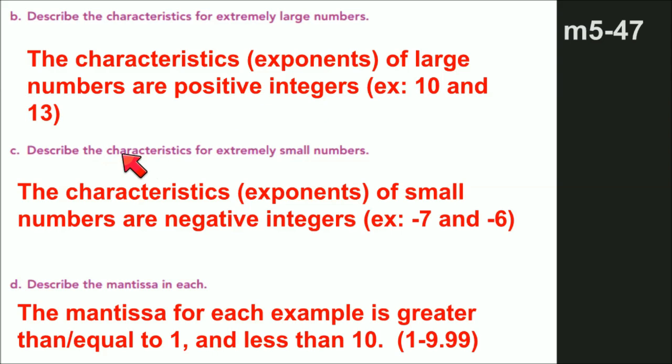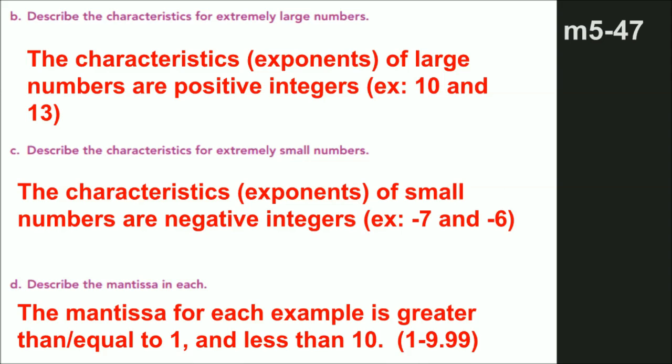Then it said to describe the characteristics for extremely small numbers. So remember, the characteristics or the exponents of small numbers ended up with negative values, -7 and -6. Finally, it told us to describe the mantissa for each. The mantissa for each example is greater than or equal to 1. Remember, we talked about it has to be, and less than 10. So remember, it has to be greater than or equal to 1 and less than 10.